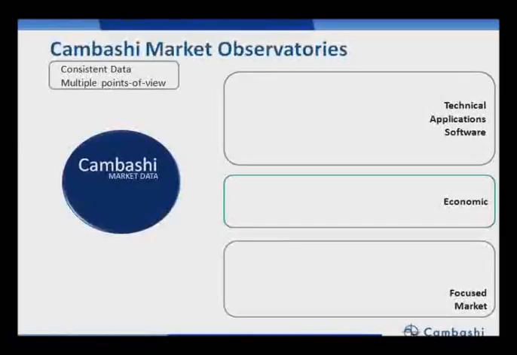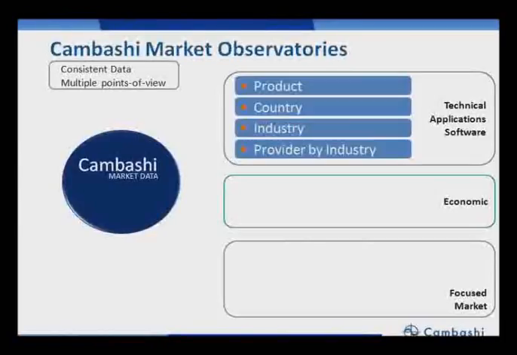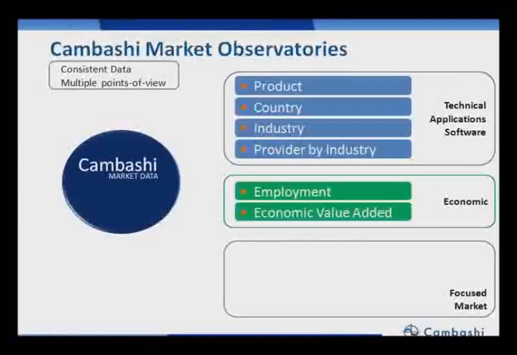In the middle group, we maintain observatories covering economic data. These help set context and judge potential markets. Thirdly, in the bottom group, we treat specific areas as focused markets. So, technical applications. This is the software used by engineers, architects, manufacturing process designers, and others to support design and engineering, including creative activities. The four Tech Apps observatories provide different views of this software market.